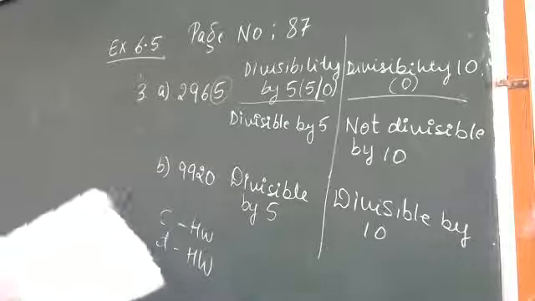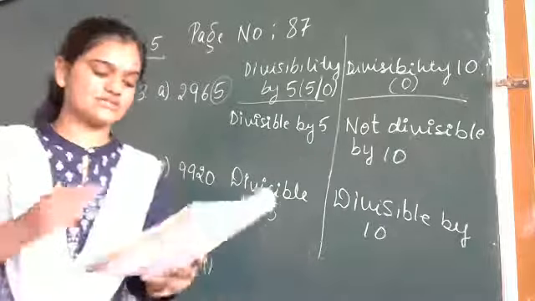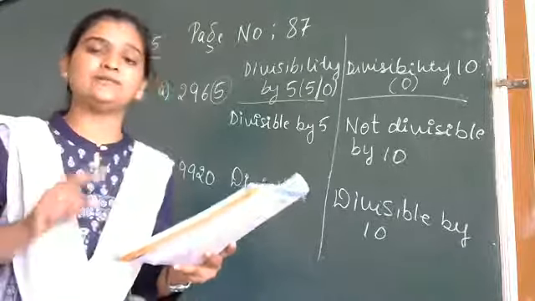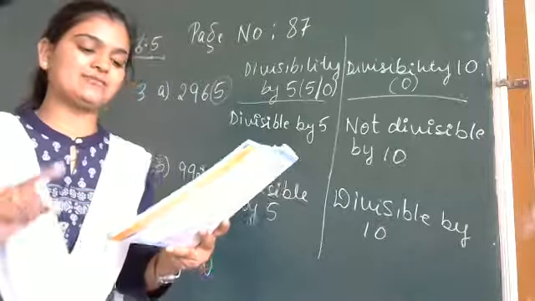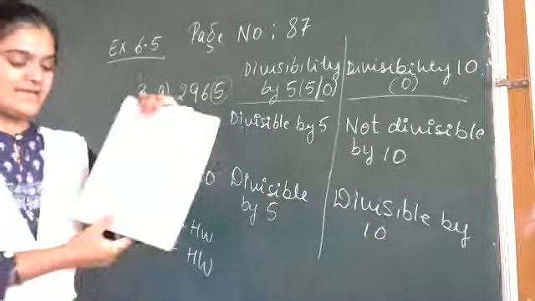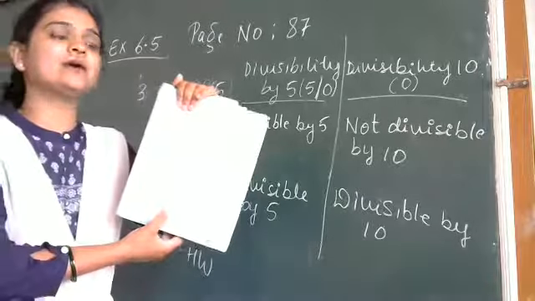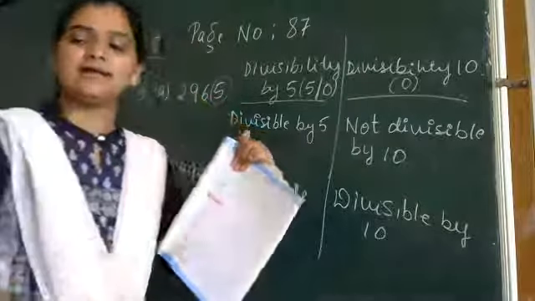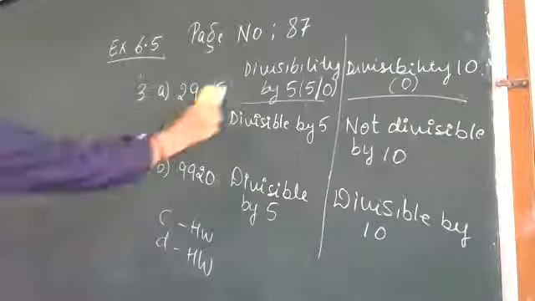Okay, children? The fourth main question, there is a table which is divisible by 2, divisible by 3, divisible by 5 and divisible by 10. In the same way, you will have to put a tick mark or a cross mark if it is not divisible. If it is divisible, put a tick mark. In the same way, you will have to do it.